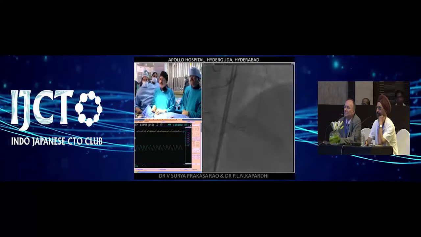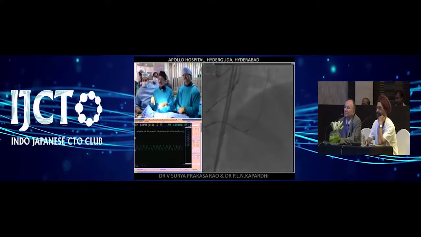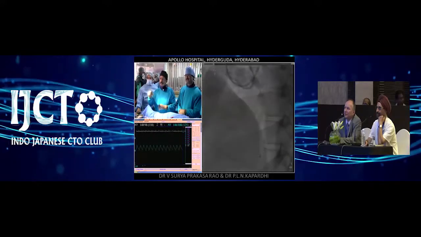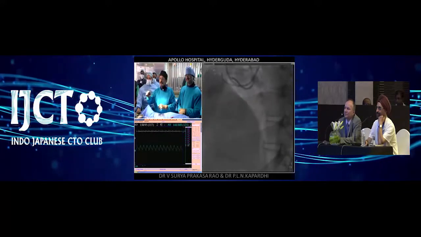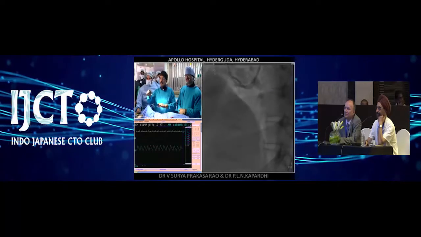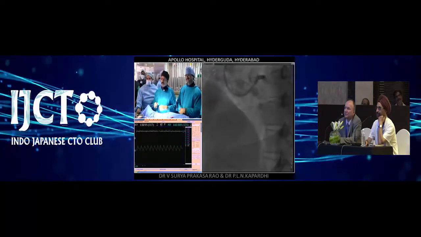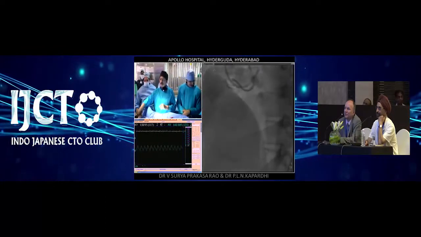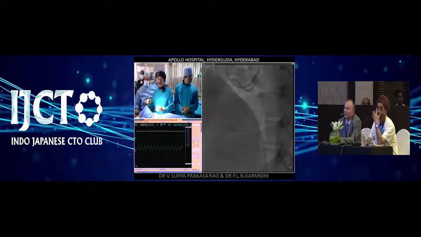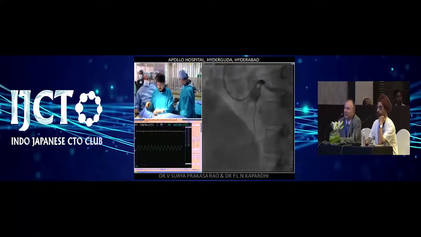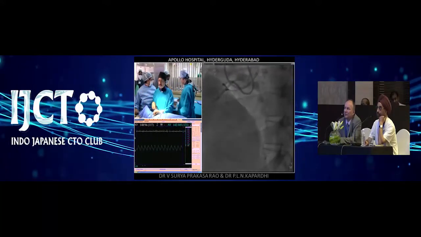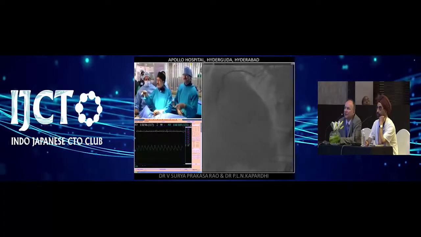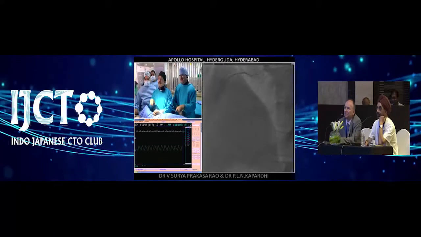Show me the first injection. Show me the PDA. Can you go to this view? Plain video. You are correct. Sure, this looks like it is in the PDA.